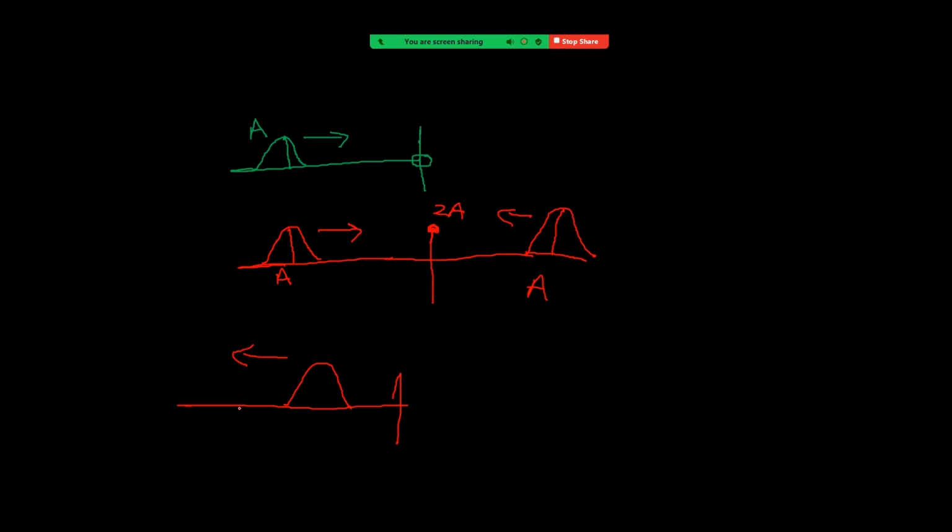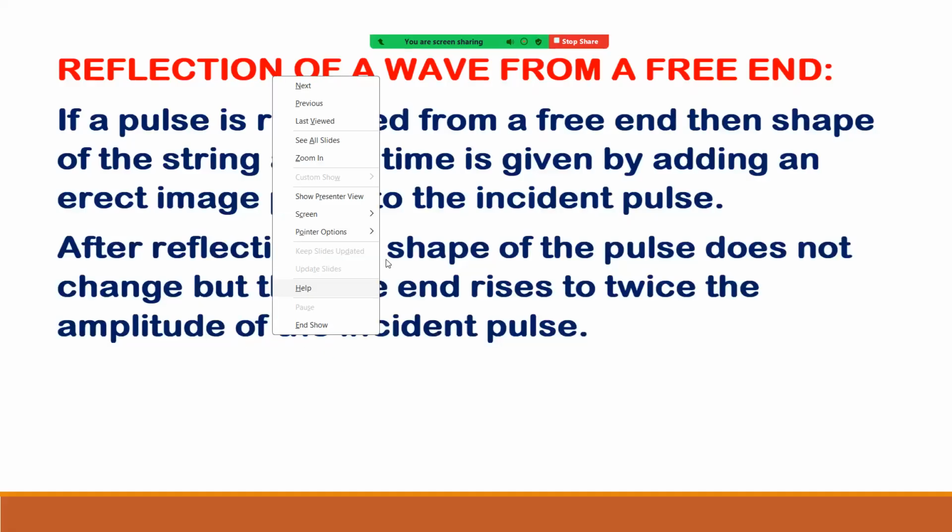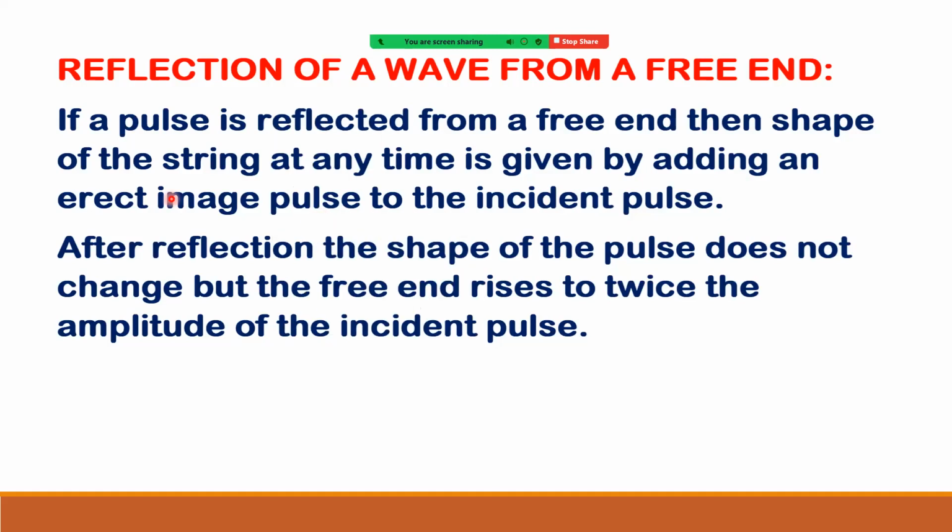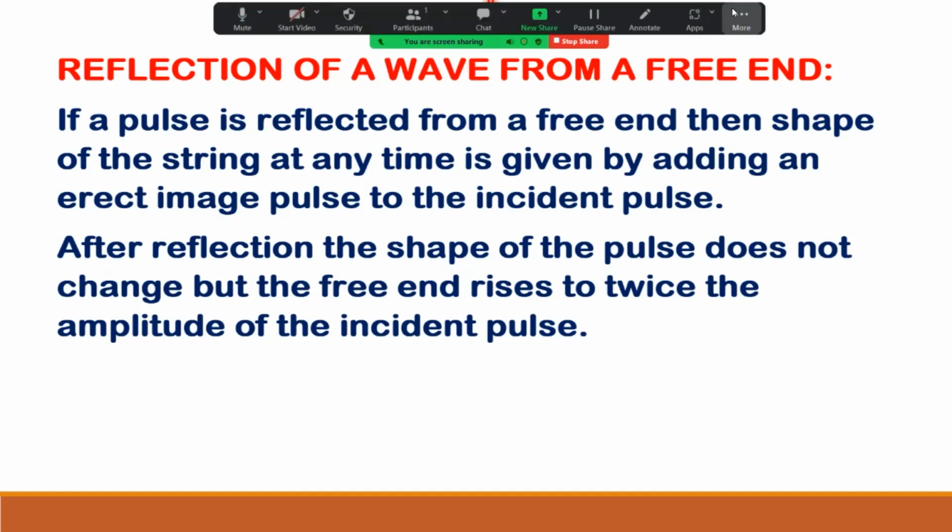See notes for this. If a pulse is reflected from a free end, then the shape of the string at any time is given by adding an erect image pulse to the instant pulse. After reflection, the shape of the pulse does not change, but the free end rises to twice the amplitude of the instant pulse. Okay, this is regarding reflection of a wave from a free end, right?